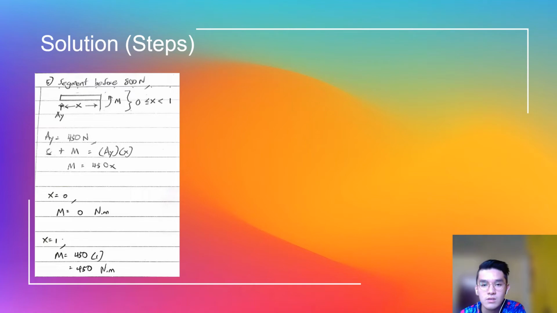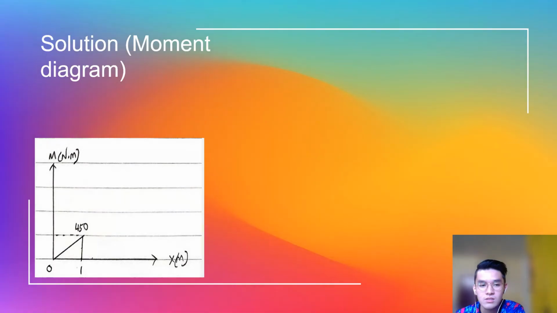Next, we divide the beam into several segments. For the segment before 800 Newton, we found that the moment at point s equal to 0 was 0 Newton meter. For the moment at point s equal to 1, the moment was 450 Newton meter. This is the moment diagram for the segment before 800 Newton.